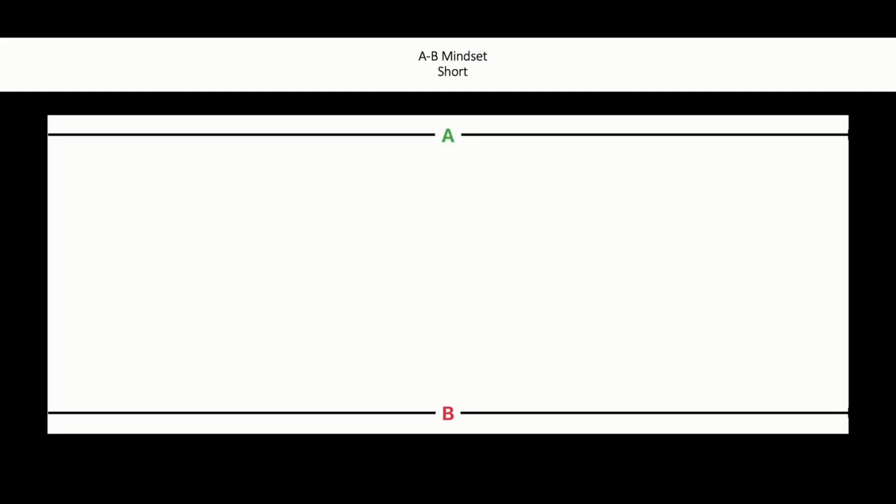The A to B mindset for shorts is as follows. Point A is up here. This is where we go short in a premium. And point B is our draw on liquidity, which is in a discount. The move that we are looking to capture on is from point A right here to point B.